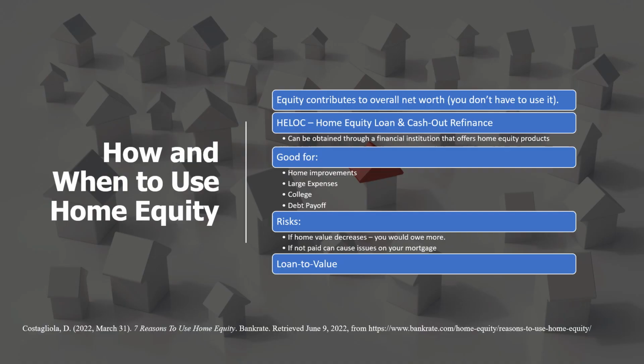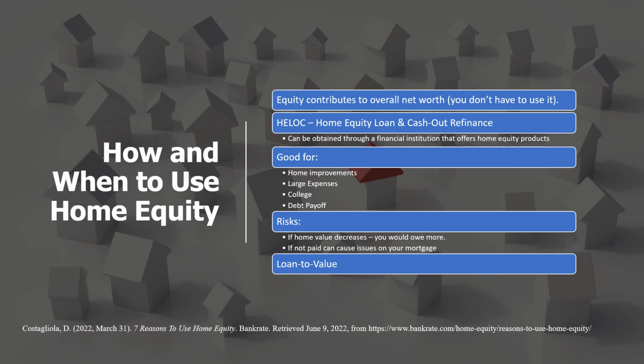When looking at how and when to use home equity, Bankrate provides 7 reasons to use your home equity. First and foremost, remember that equity contributes to the overall net worth, and so you do not have to use it. In the event that you do decide to use the equity in your home, you would need to apply for a home equity loan or cash out refinance. Both can be obtained from financial institutions that offer home equity products.